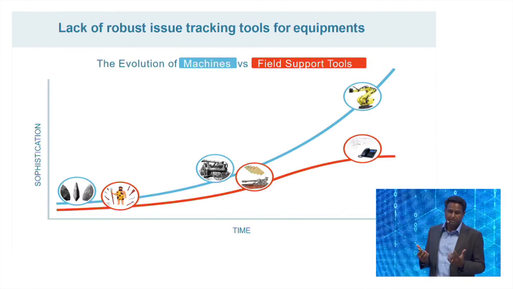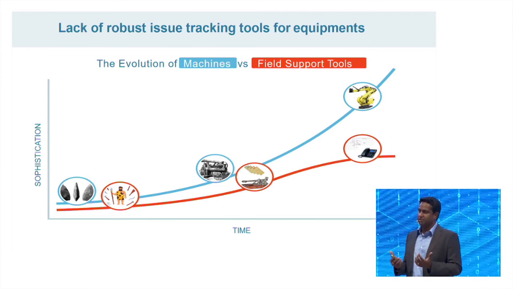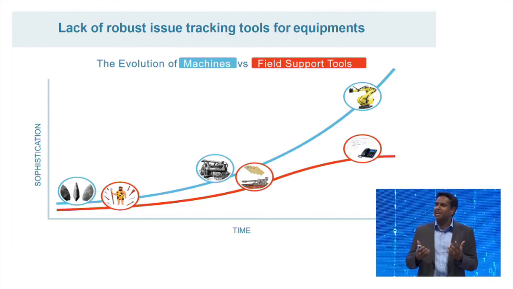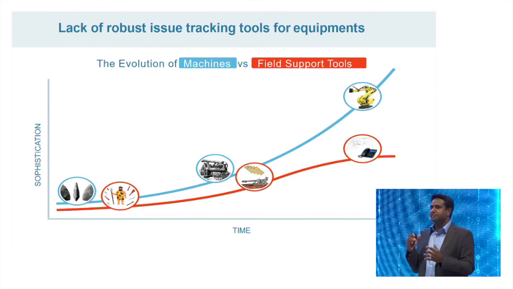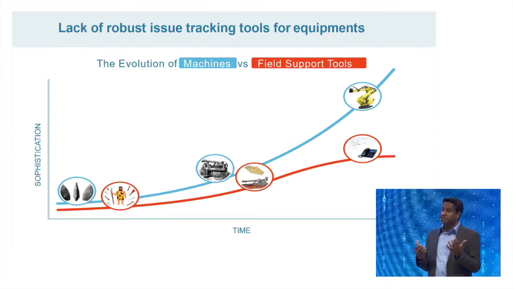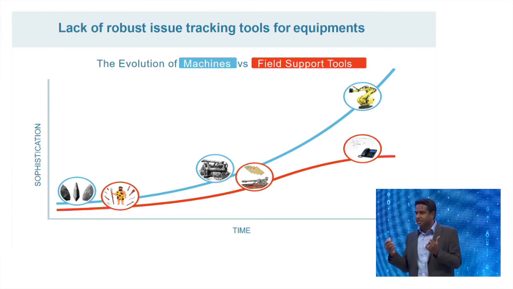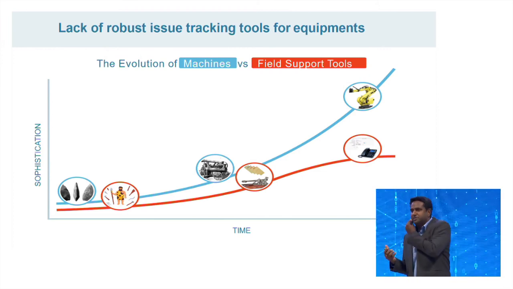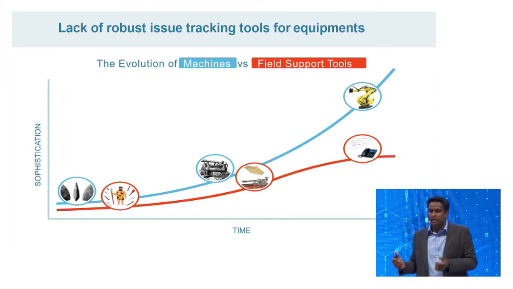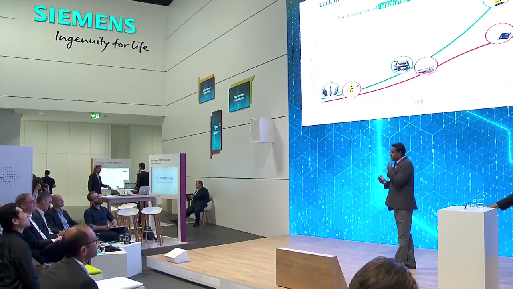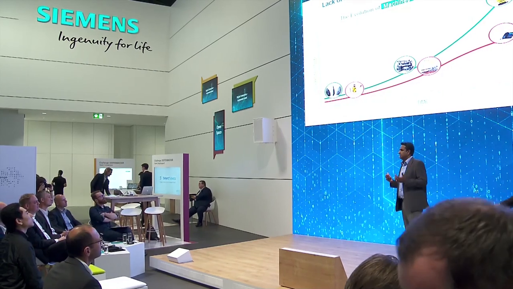So we believe equipment manufacturers lack the right tools for supporting their sophisticated equipment. If you look at the evolution of machines, the machines have become very sophisticated, but the tools used to support the machines have not. So there's a gap, and what that means is they're using suboptimal tools for support, and that's resulting in lost productivity.